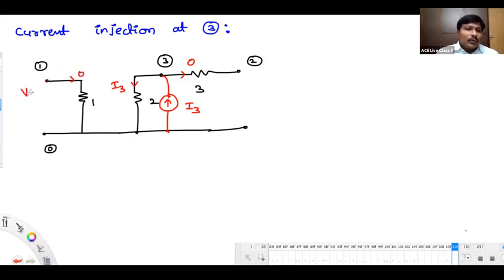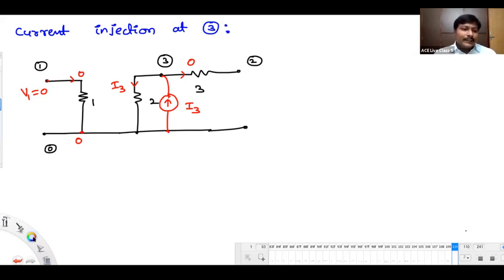So obviously V1 voltage will be 0 because one is connected to reference through 1 per unit. And this is not carrying any current. This voltage is 0. So obviously bus 1 voltage also 0. Kindly observe my words. Kindly observe.